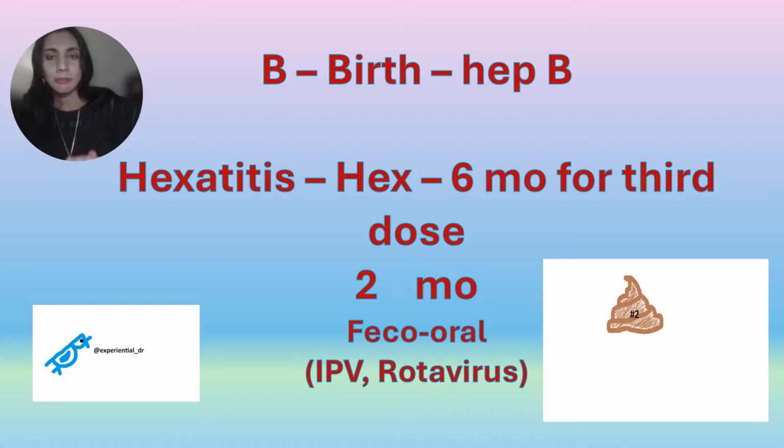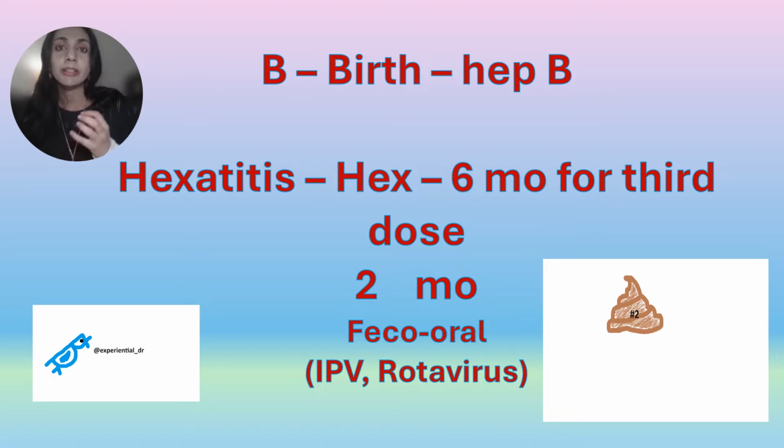Now the schedule for Hep B is 0-1-6. 0 means at birth, you give the first dose. At 1 month, you give the second dose. And then at 6 months, you give the third dose.